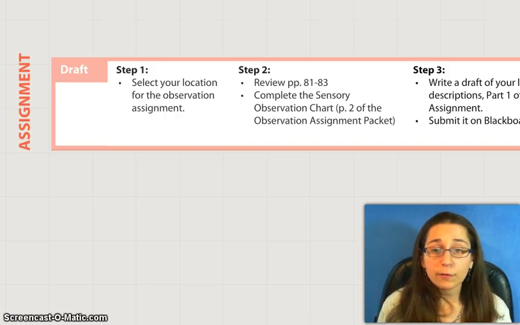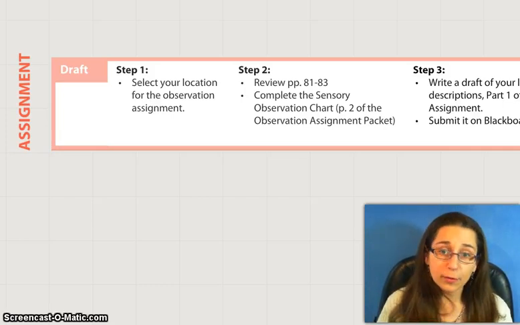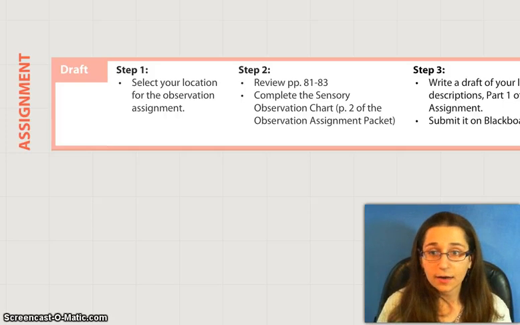Then you'll need to make sure that you review pages 81 to 83 of your Allen and Bacon book. To help you bring your concepts together, on page 2 of the observation assignment packet, there is a sensory observation chart that you should completely fill out for yourself. It goes through the major 5 senses and how those can ultimately be used to strengthen the pros and cons of your argument. So are you looking for the positive side? Are you looking for the negative side? What is your choice of words?